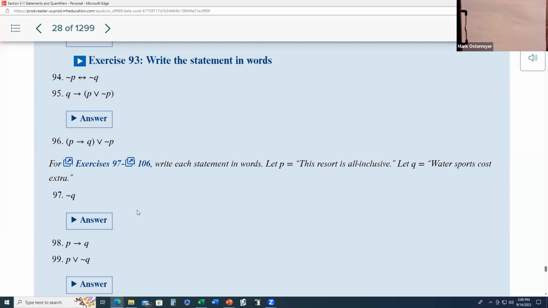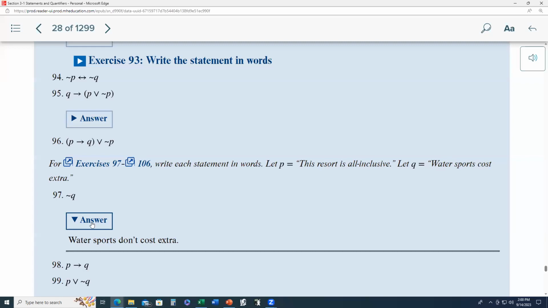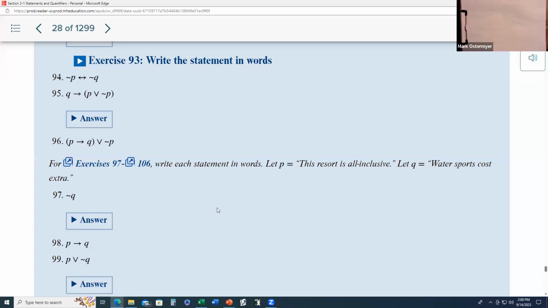So what's the negation of Q? The water sports do not cost extra. Yep. All right. P then Q. How would you read it? If this resort is all inclusive, then the water sports cost extra. Okay. Right? Oh, that's weird.